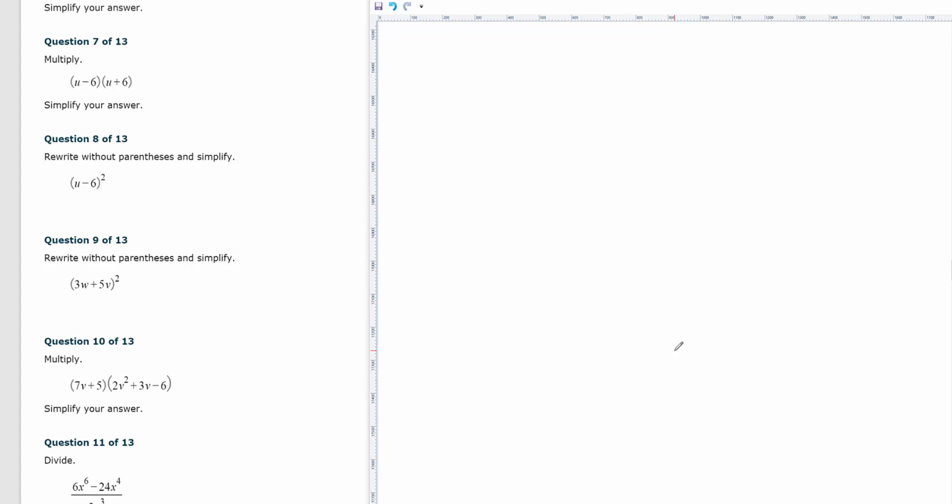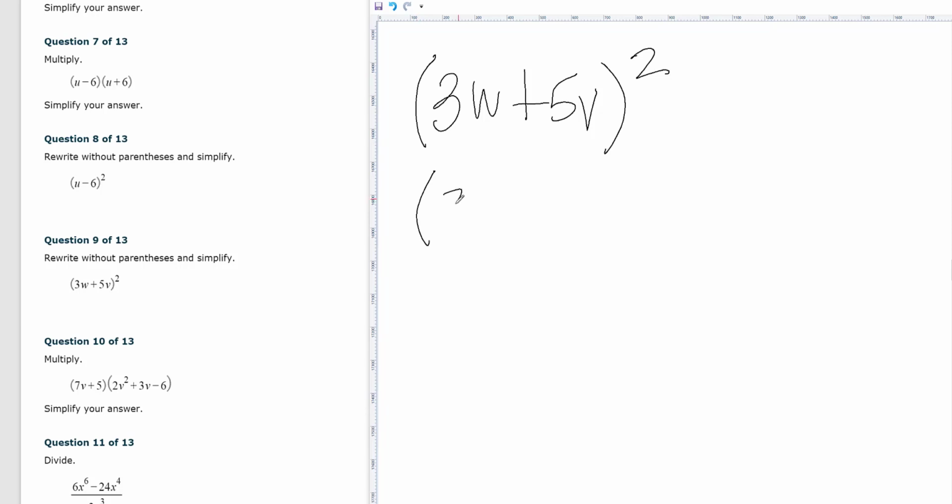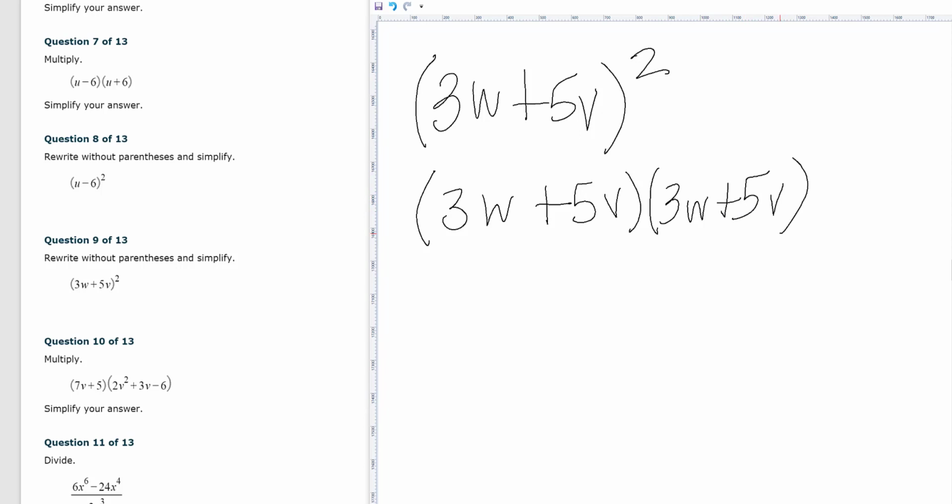All right, so let's do number 9. It's very similar. 3w plus 5v squared. Because it's the shortcut, now if I need to write this out and use the full or the double distributive, that is okay. I would rather you write it out and get it right than to try to do a shortcut and get it wrong. But if I follow the pattern, I know that I square the first one, so 3 squared and w squared is 9w squared.